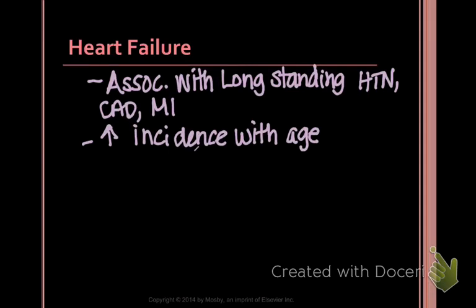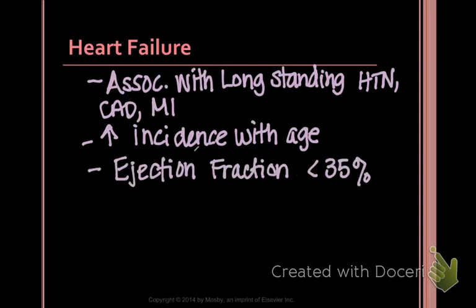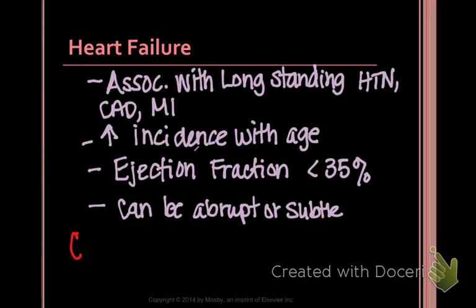Like I talked about, as you get older, things don't work as well. Things wear out, and the heart is one of those things. Often you'll see an ejection fraction of less than 35%. And it can be abrupt or subtle. Like I said, it can be acute or it can be coming on very slowly.